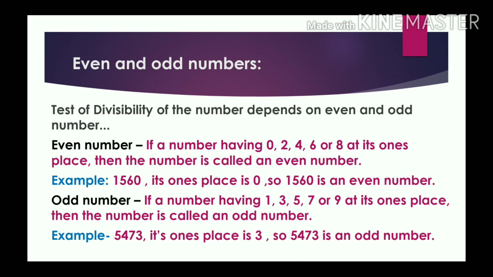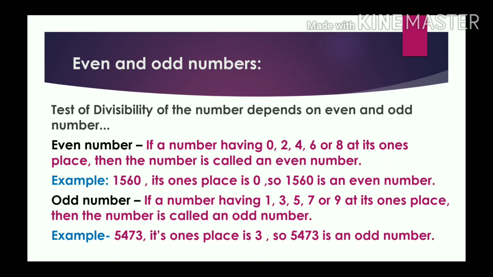Now, what are even and odd numbers? First, I would like to tell you that the test of divisibility of a number depends on even and odd numbers. So, what is an even number? If a number has 0, 2, 4, 6 or 8 in its ones place, then the number is called an even number. For example, 1560. In this number its ones place is 0. So 1560 is an even number.